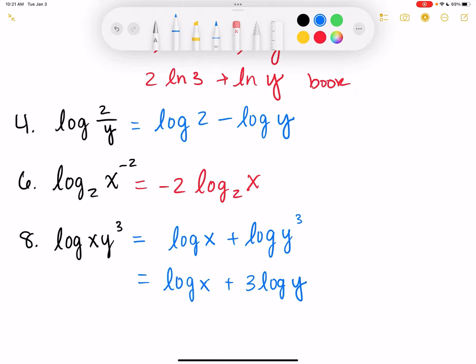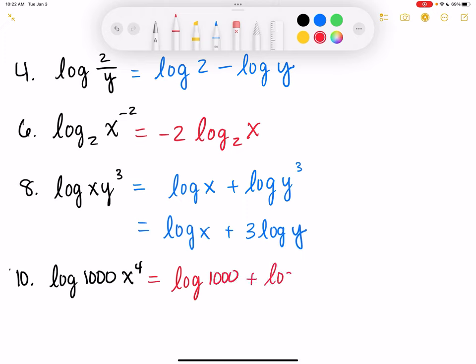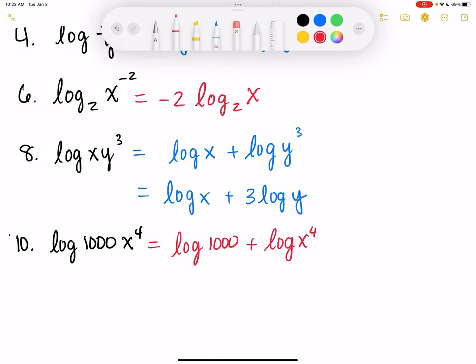All right, so the next one, number 10, log of 1,000 x to the 4th. How would I write this one? Log 1,000 plus log of x to the 4th. You have to put 4 in front.